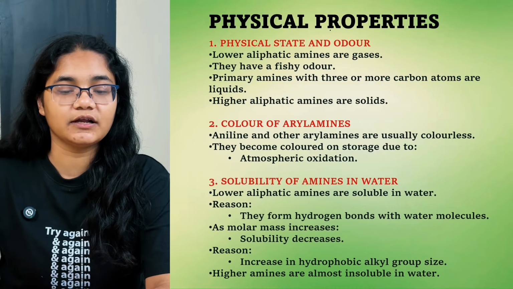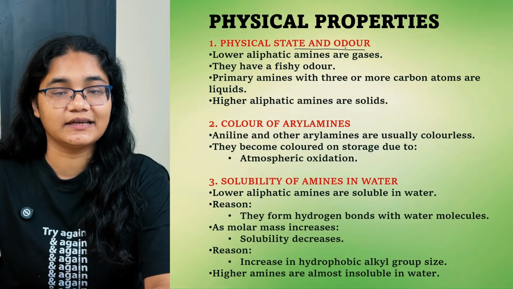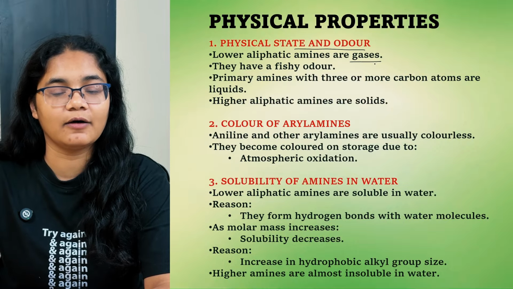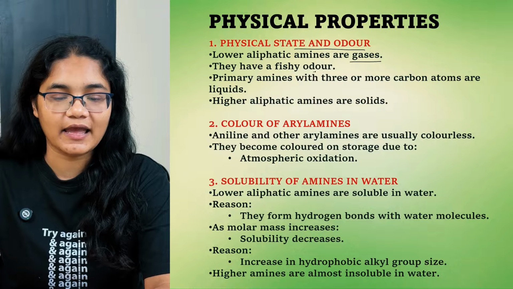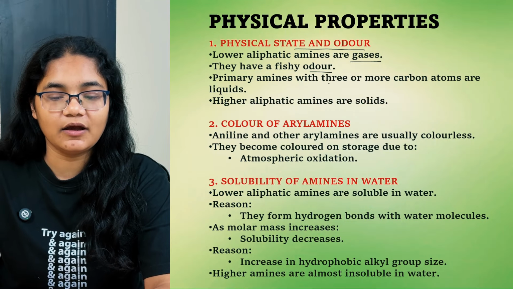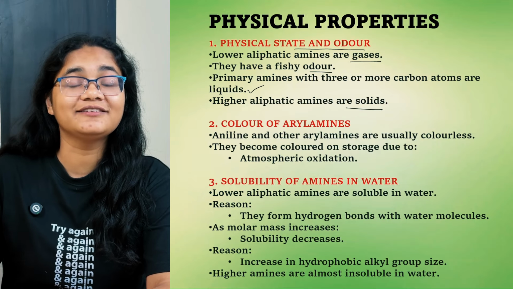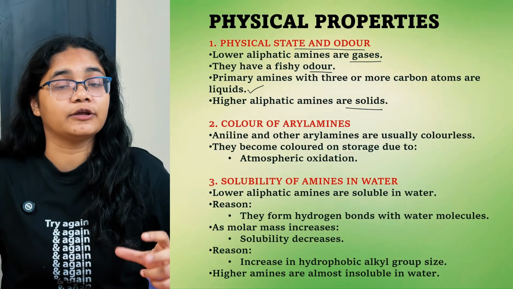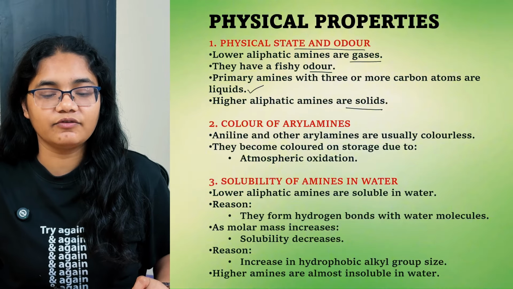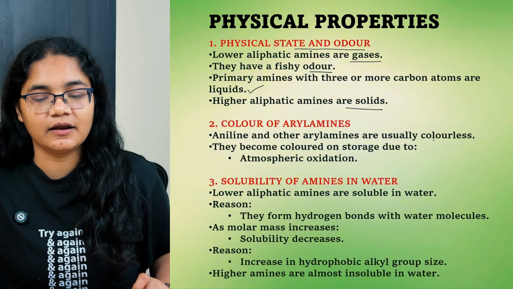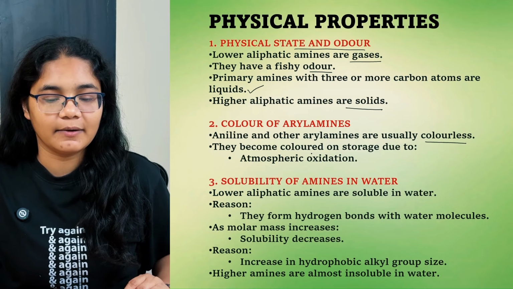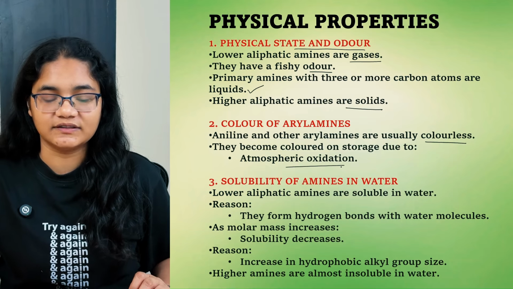Now we will have the physical properties, talking about physical state and odor. Lower aliphatic amines are gases, and they have a fishy smell. Primary amines with 3 or more carbons are generally liquid, and higher aliphatic amines are solid in nature due to the strong intermolecular hydrogen bonding. The aniline and other aryl amines are usually colorless, but they become colored on storage due to oxidation.